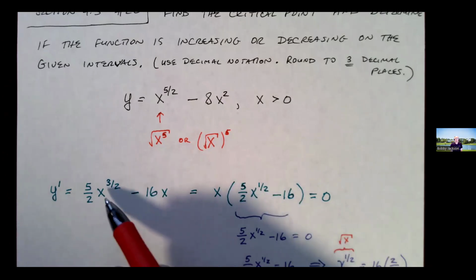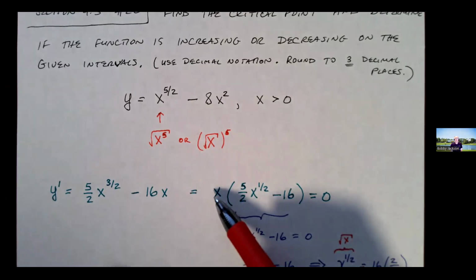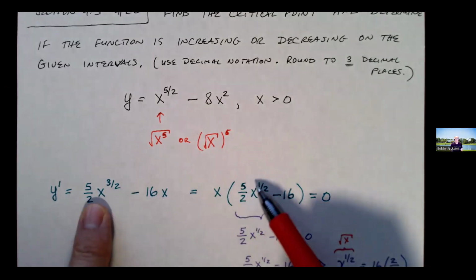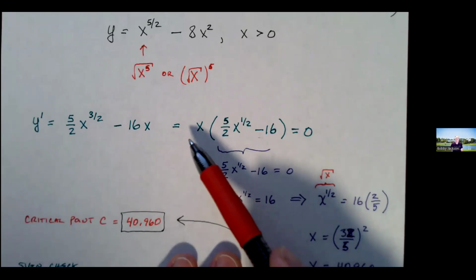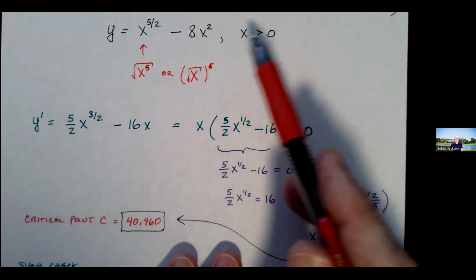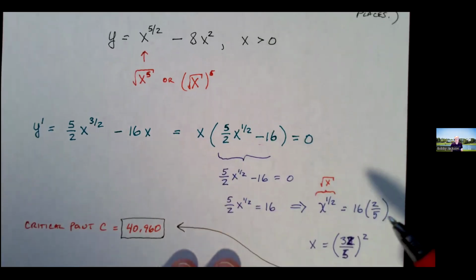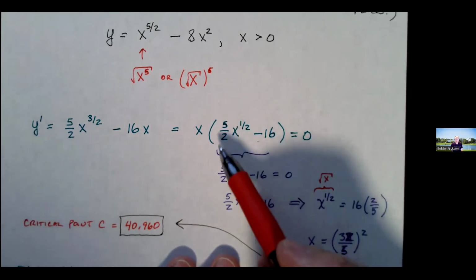I'm going to factor it. I'm going to factor out a common factor of x to the first power. And when I pull it out of this first term, I'll be left with 5/2 times x to the 1/2. And of course, here I'll just be left with 16. Of course, then this thing will be 0 when x is 0. But again, remember, we're restricting to values greater than 0. So 0 will not be the critical point we're looking for. Basically looking for a positive critical point.